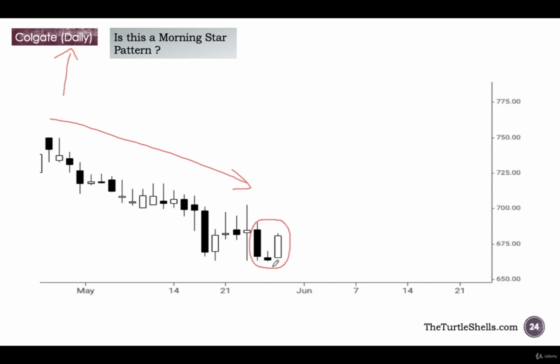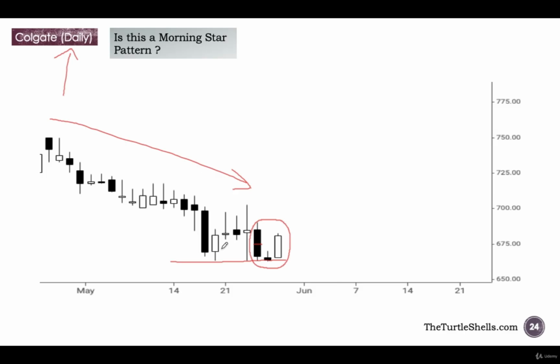Third condition, it's a small spinning top, small real body. It's a star. So that condition is also satisfied because it represents indecision. And then the third condition, which is our tall white real body which closes above the midpoint of the black real body. So yes, this is a morning star, and one important thing to notice here is the prior support confirmation.